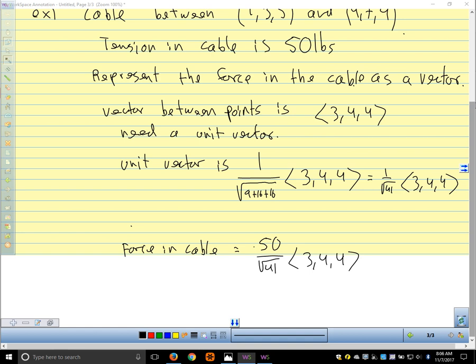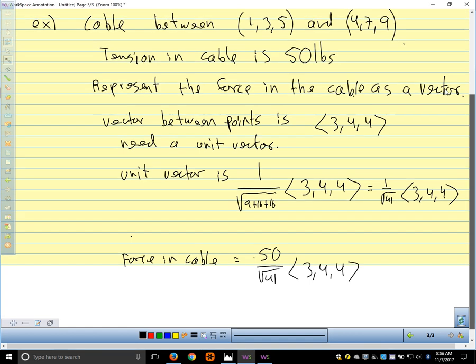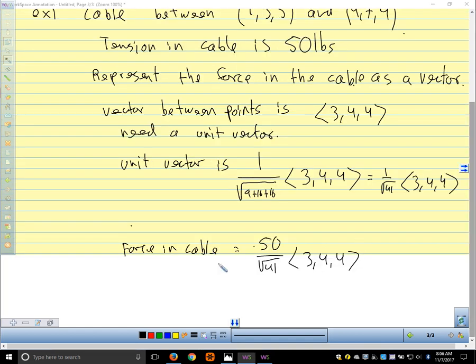All right, questions? Yes. So, to find the force, you just multiply the tension by the unit vector. Yes. Because the tension is the magnitude of the force, and we wanted to know the direction also. If you would have set it up with this as the terminal point, this would have just been a negative. It just points in the other direction. And then it's just a question of whether you want the force that the top of the tower is exerting on the cable, or the force that the cable is exerting on the top of the tower.